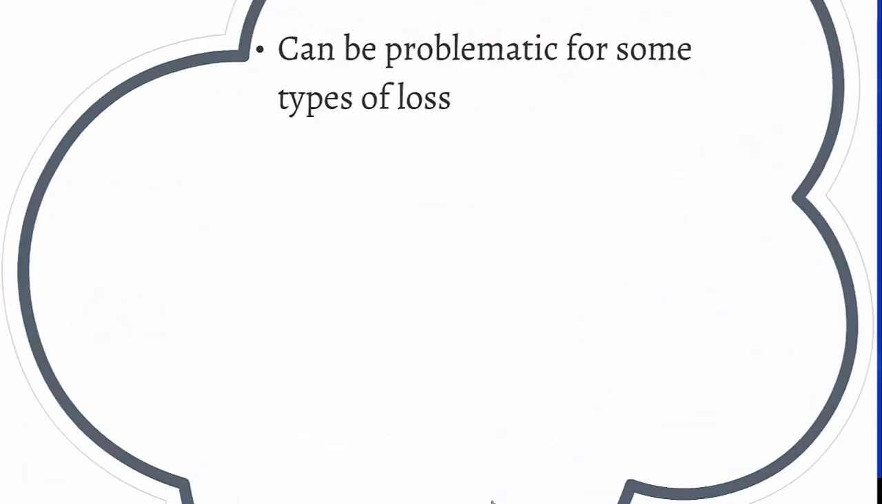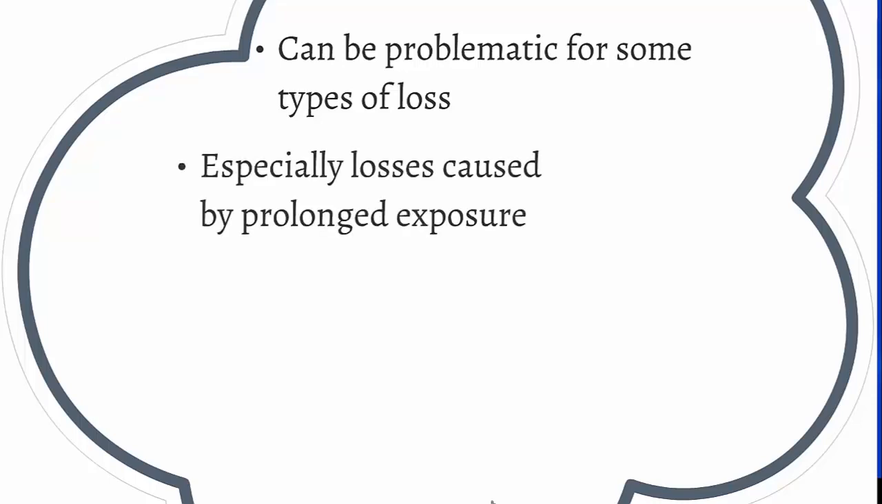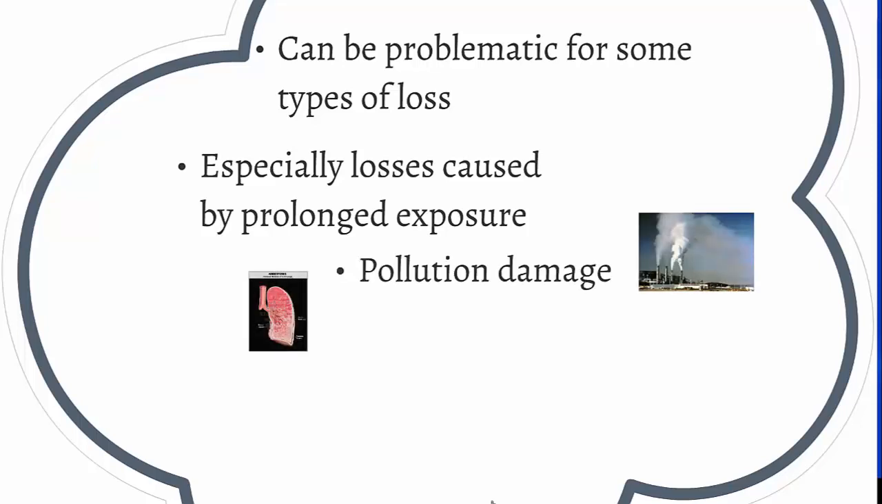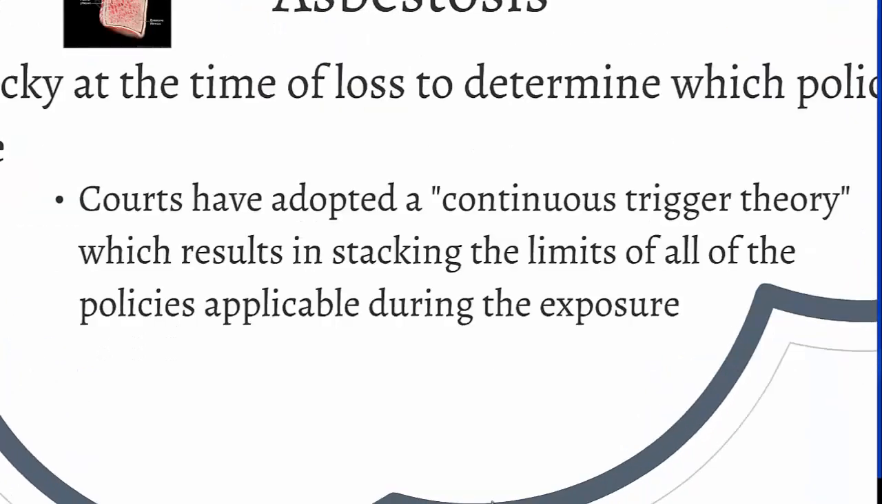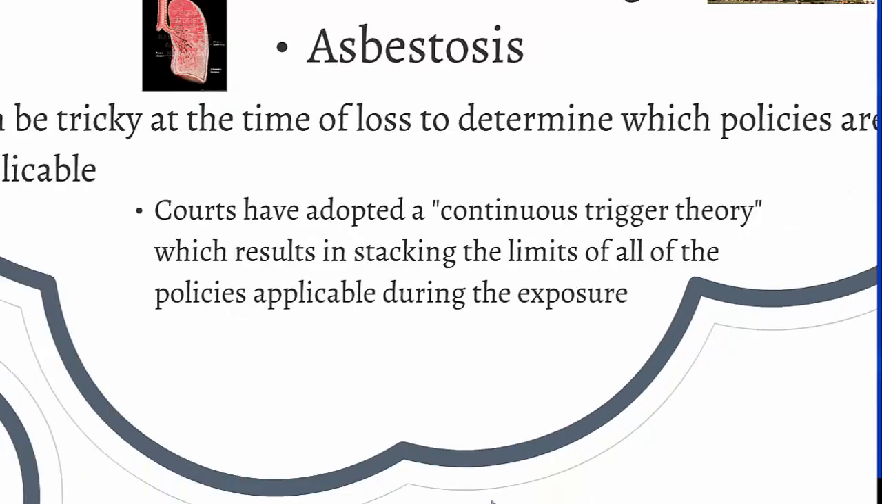While this can be fairly simple for the type of loss I just discussed, it can be problematic for some types of loss, especially losses that are caused by prolonged exposure, such as pollution damage and asbestosis, which is caused from long-term exposure to asbestos in ceilings and walls. It can be tricky at the time of loss to determine which policies are applicable. Courts have adopted a continuous trigger theory, which results in the stacking of limits of all of the policies applicable during the exposure and works to the benefit of the insured and sort of against the insurance companies.